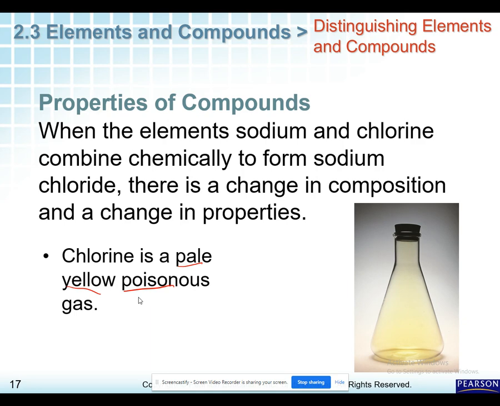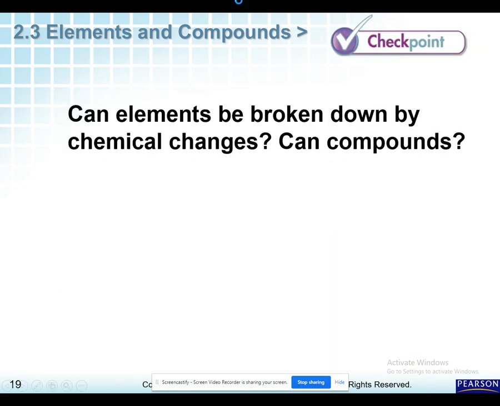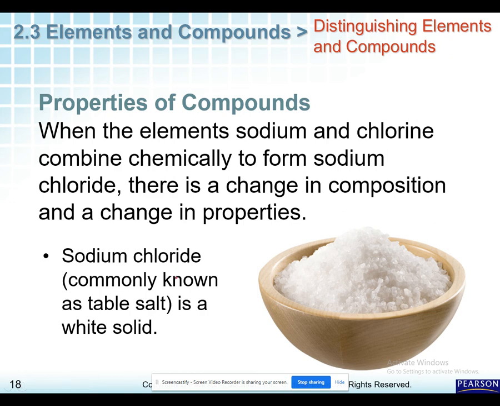Yet, chlorine is found in table salts. And the reason is because when you combine those two elements, you get sodium chloride, or you get a white solid that is edible. So thank goodness, if you combine two things, they create whole new properties. So not only do you get a whole new substance, but you also get a whole new set of properties. So if you do chemically, there's a change in composition and a change in properties.